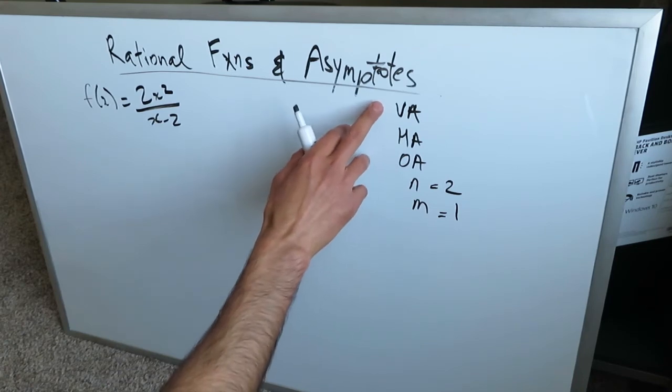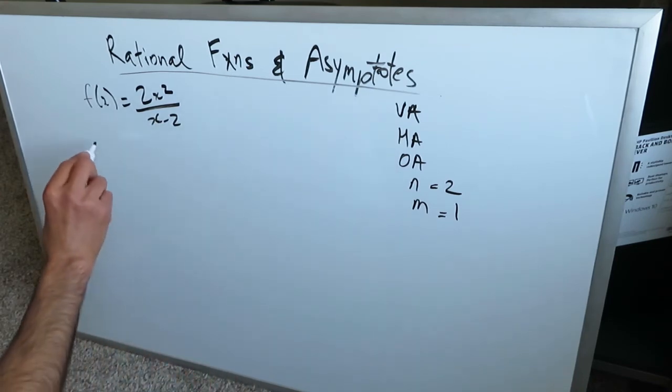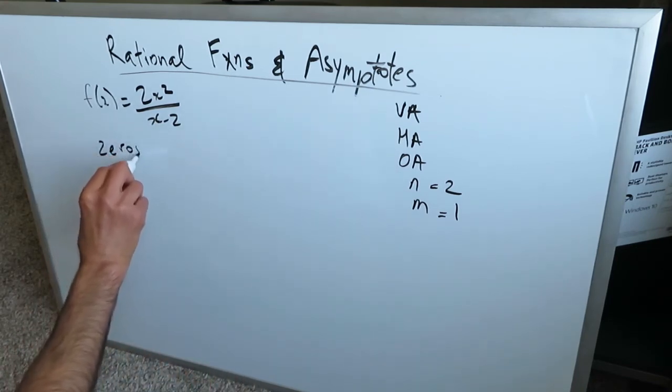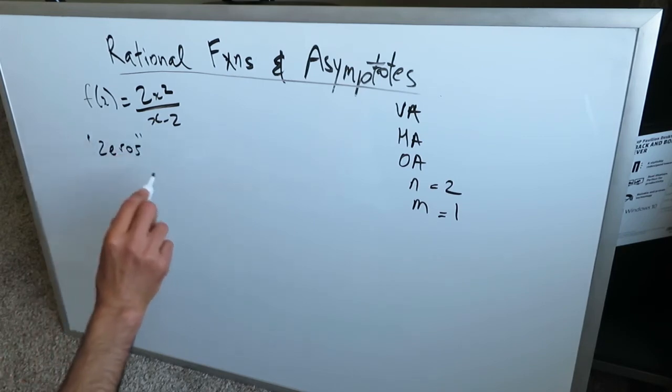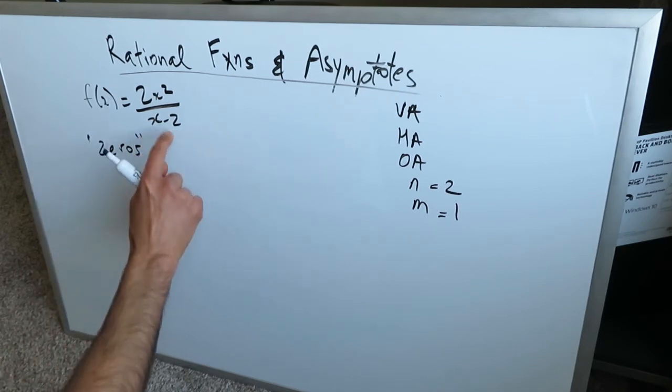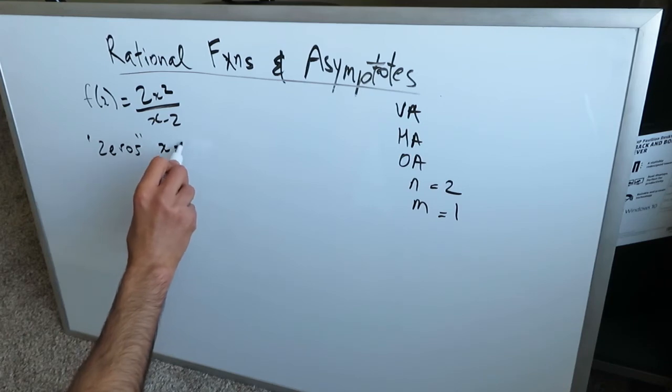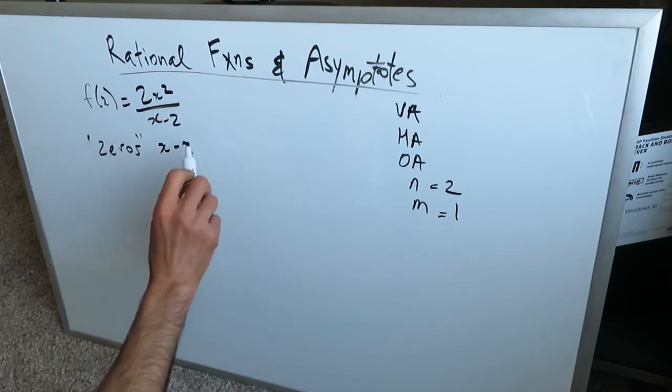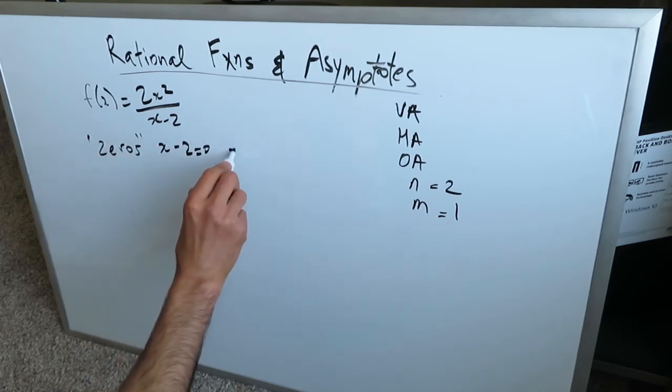Let's determine the vertical asymptote. For the vertical asymptote, you're calculating the zeros of the denominator. The procedure for that is take your expression in the denominator, make it equal to 0, and solve for x. x minus 2 equals 0, x is equal to 2.